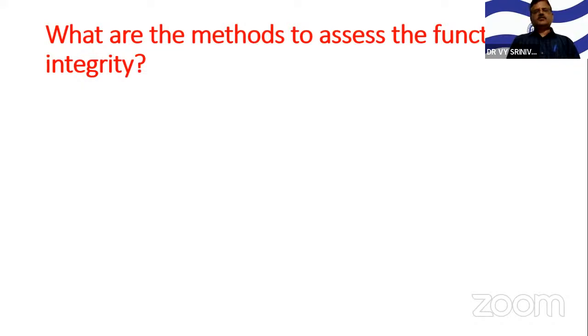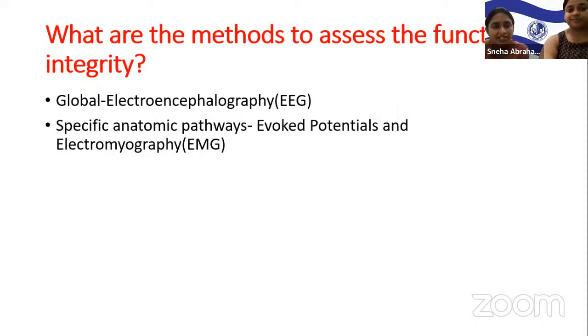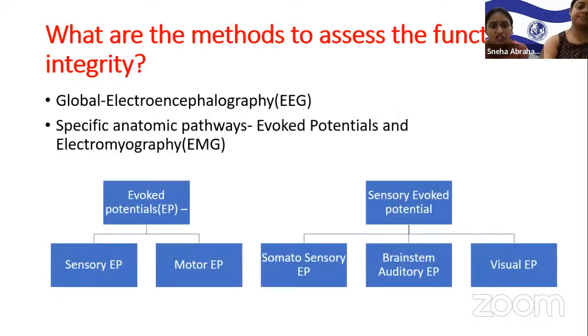What are the methods to assess the functional integrity? Global functional integrity can be assessed using electroencephalography. The specific anatomic pathways can be assessed using evoked potentials and electromyography. Evoked potentials are of 2 types, sensory evoked potentials and motor evoked potentials. Sensory evoked potentials are again of 3 types: somatosensory evoked potentials, brainstem auditory evoked potentials, and visual evoked potentials.